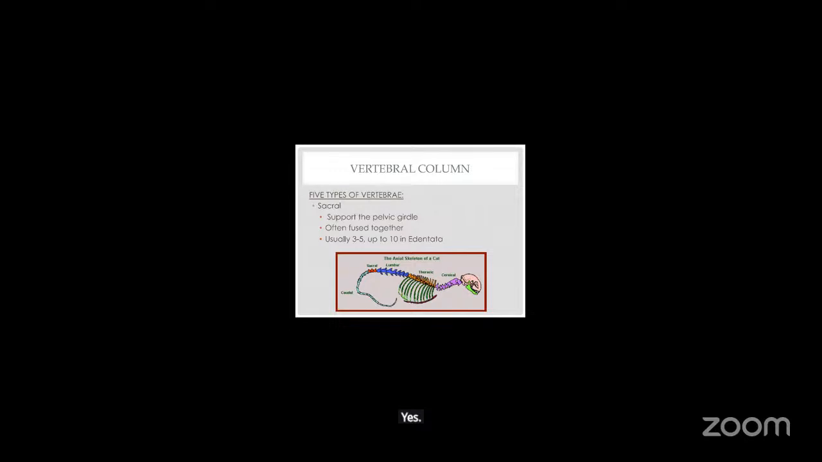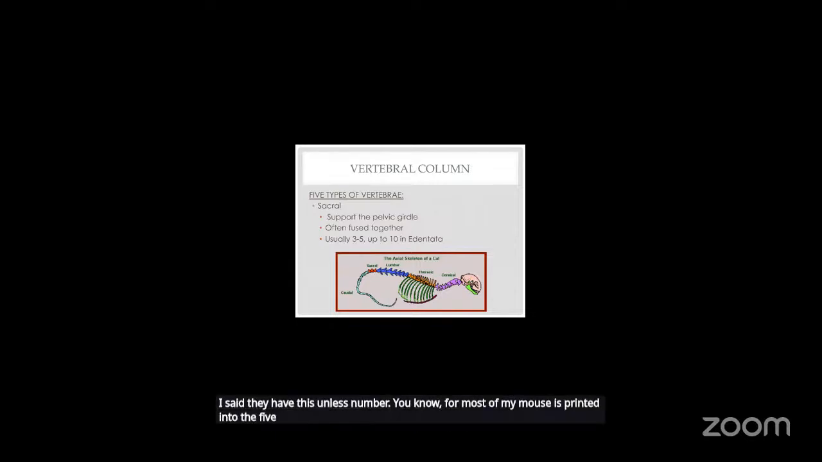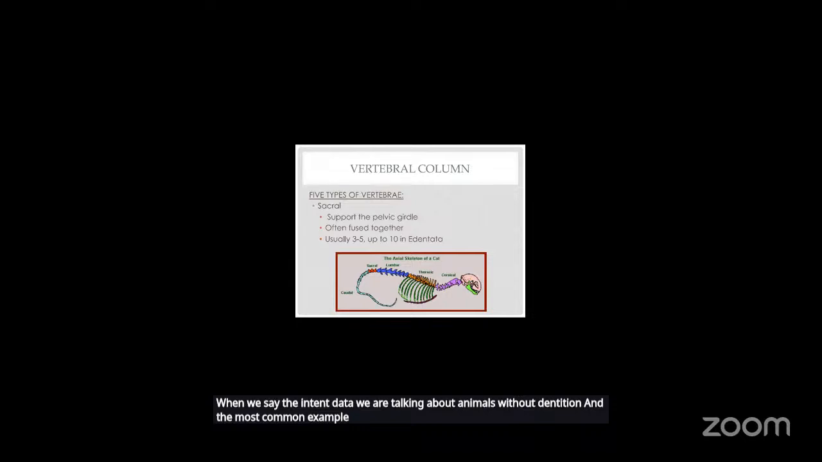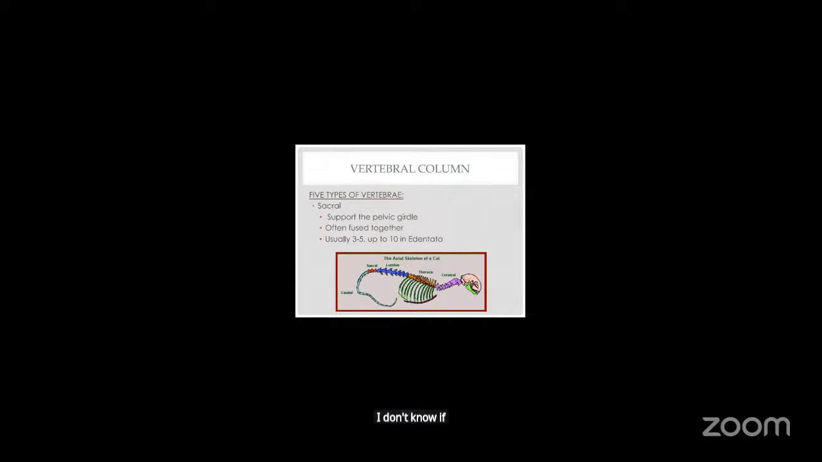So the sacral vertebrae, I said they have the smallest number. For most mammals, it's between 3 and 5. But there's a particular animal group where the number is as much as 10. That's edentata. When we say edentata, we are talking about animals without dentition. The most common example is the aardvark, spelled A-A-R-D-V-A-R-K.